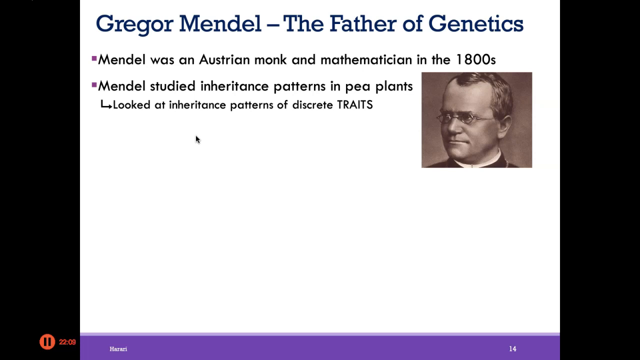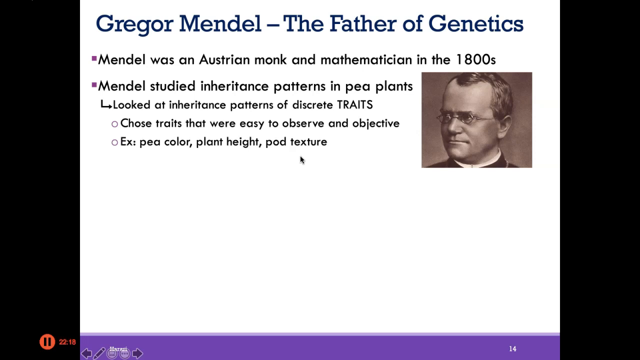We call these discrete traits. They're either-or. So he chose traits that were easy to observe and objective. So basically, is the pea yellow or green? It's one or the other.